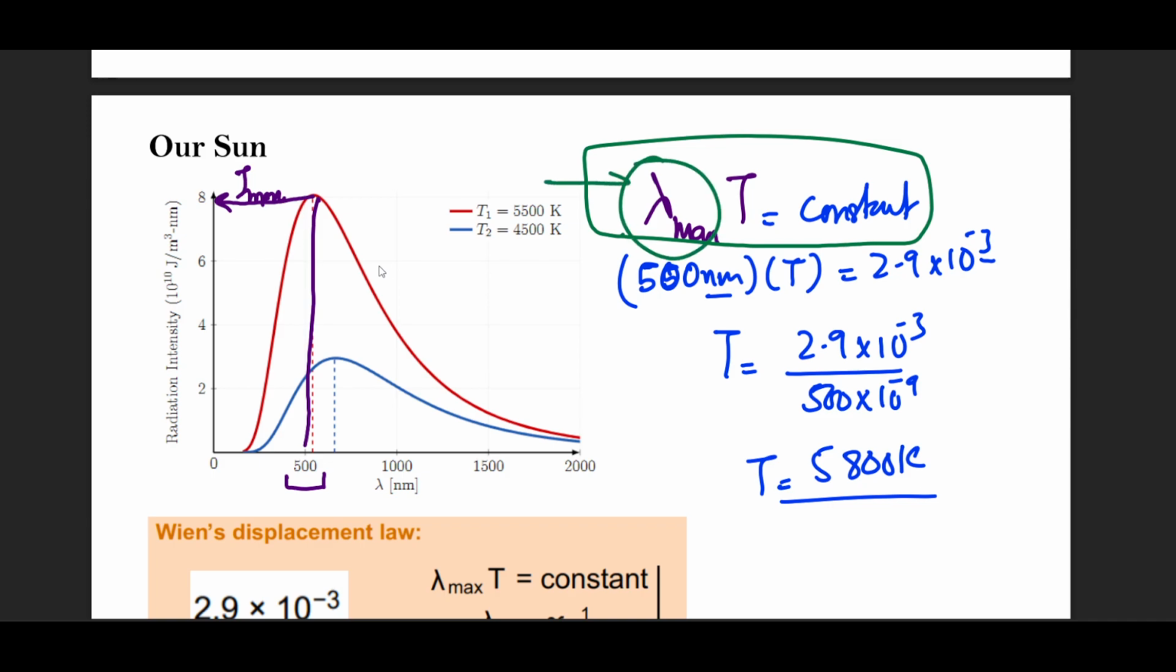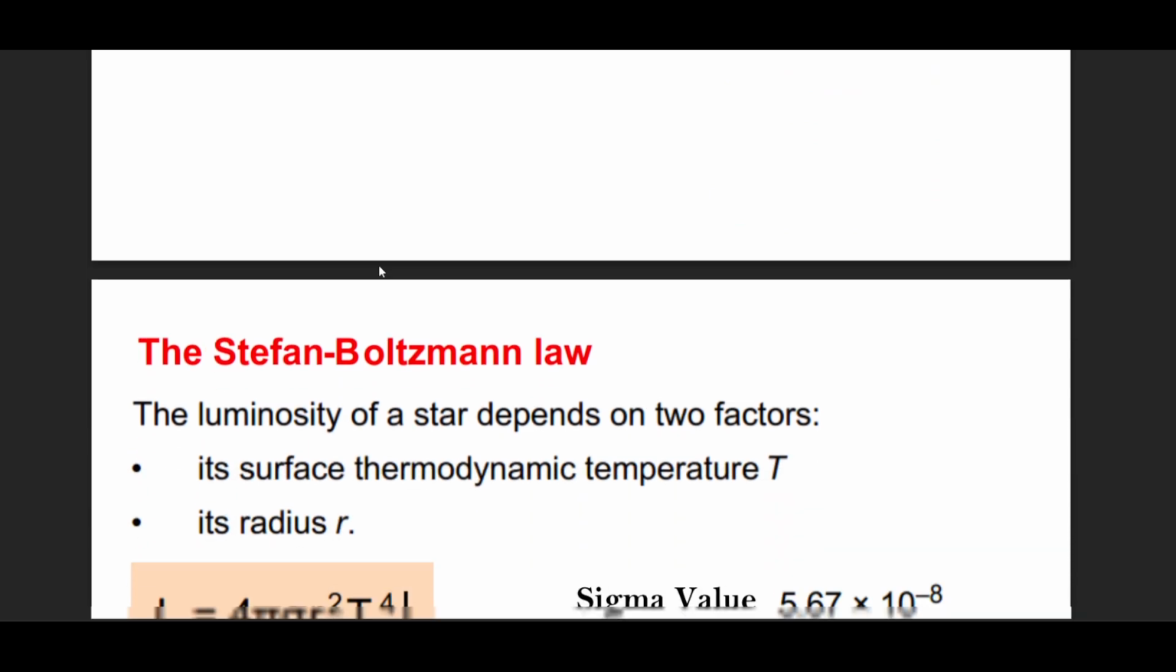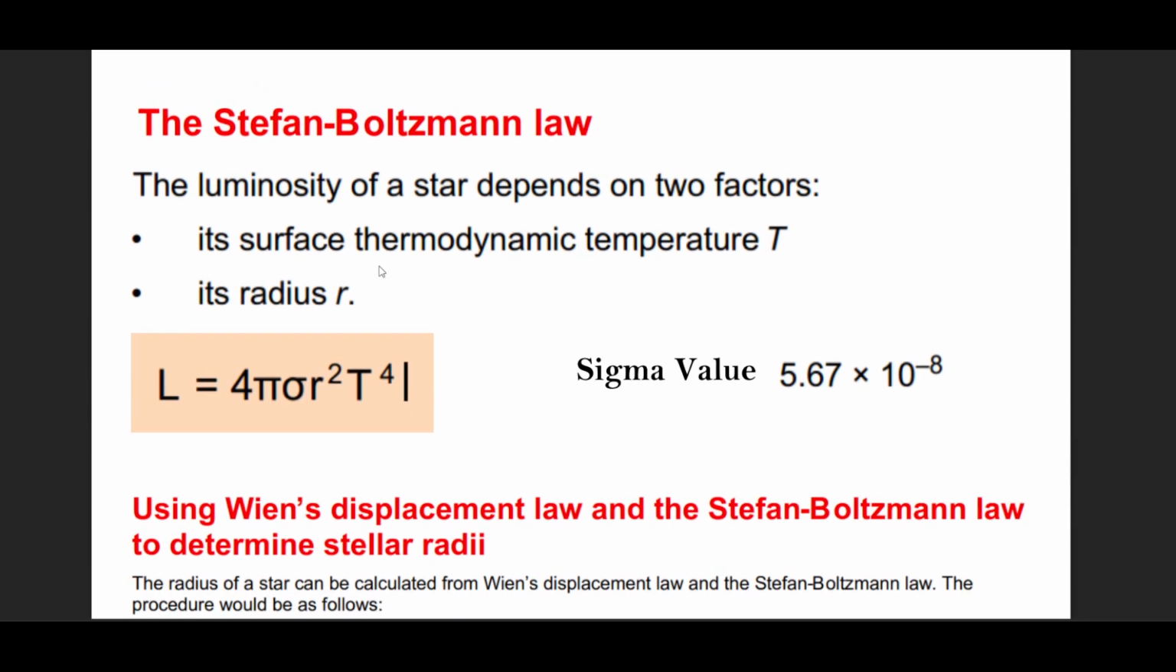This is what we see in the laboratory. This is the color that we see in the lab. It will help us to predict the surface temperature of that planet or of that star, for example. Moving on to Stefan-Boltzmann law. Now, Stefan-Boltzmann law will help us to figure out the radius of that star.